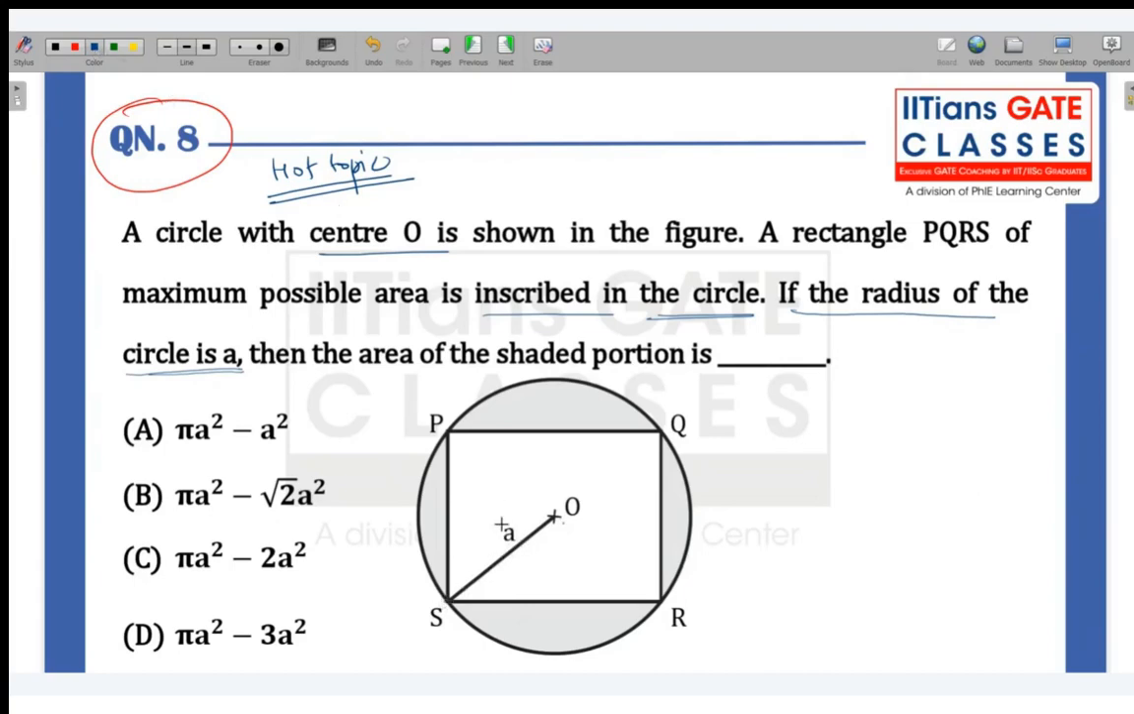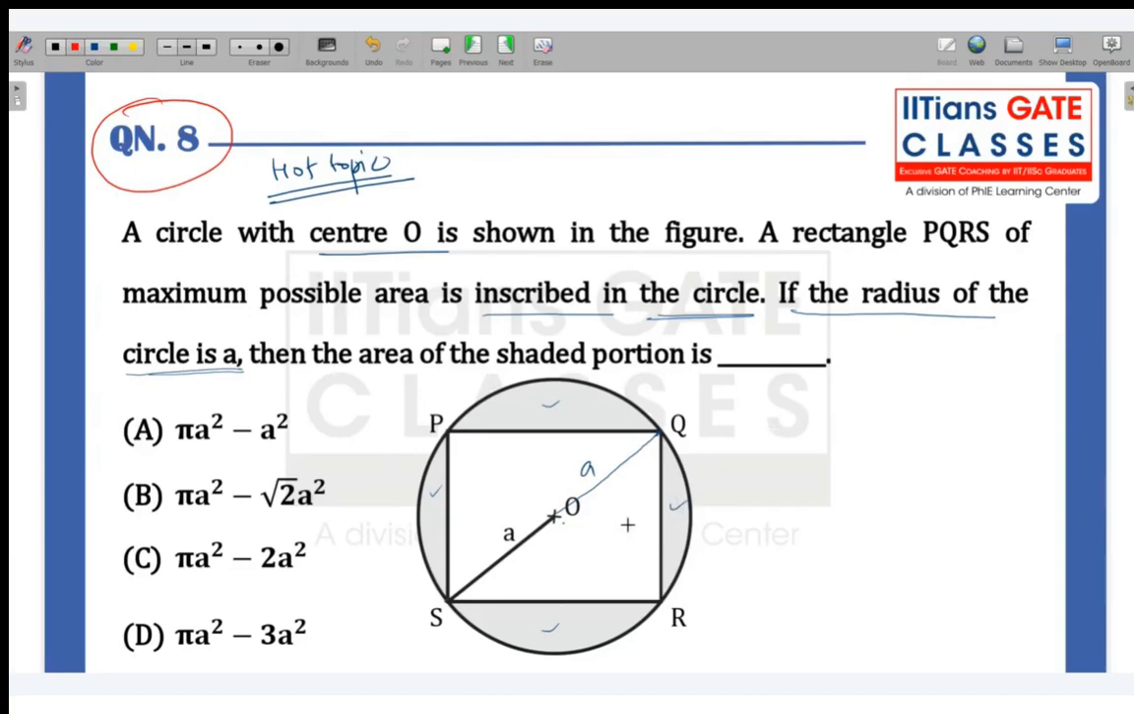And if you join these two diagonals, from here to here, it is a also, so it becomes 2a. The diagonal of this rectangle is 2a. What you have to find here is the area of the shaded portion. So I think the natural algorithm, whenever you see this kind of question, is to find the area how.